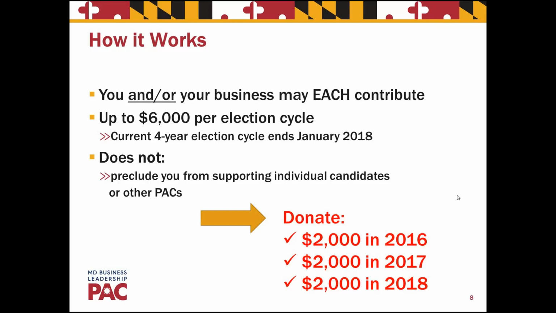Some people get confused when they hear about PACs and the different limits. The real limit that actually matters is the $6,000 cap to any one PAC. You can contribute to as many PACs as you want, and to as many individual candidates as you want. You just simply can't go over that $6,000 per 4-year election cycle. This current cycle ends, I think, the first week in January.